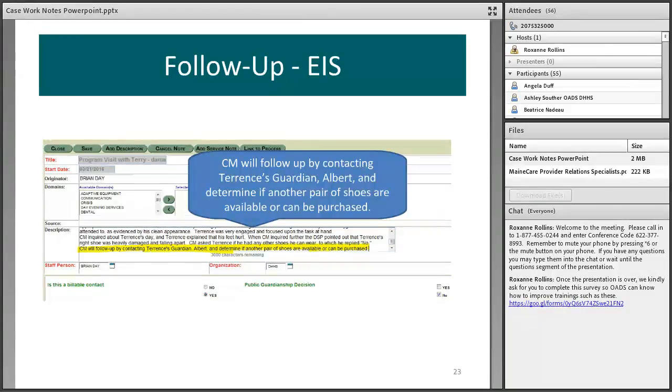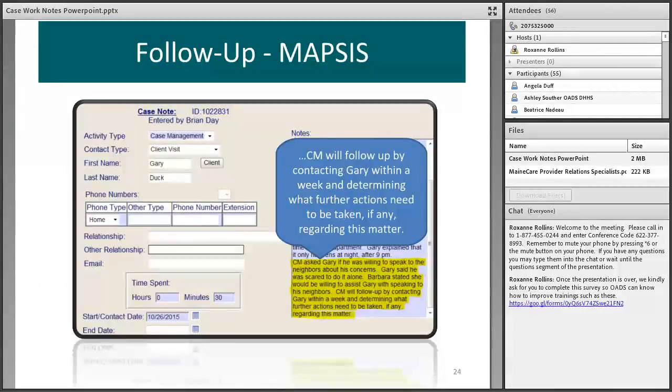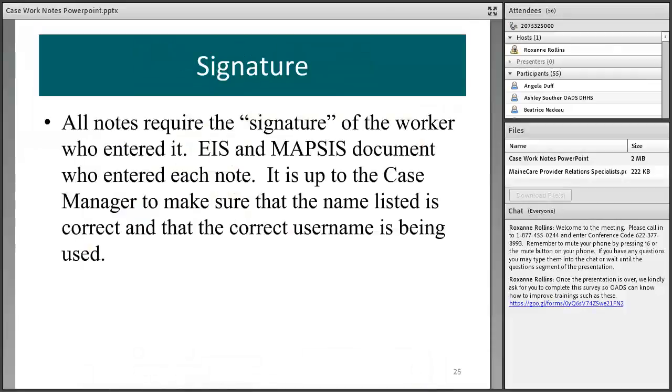So, for example, in EIS, the example about the shoes. After Terry said he had no more, the case manager then called someone to see if they had money to buy new shoes. So that was your action, to contact the guardian. In MAPSIS, the case manager asked Gary if he was willing to talk to the neighbors, said he was scared to do it alone, but offered to help Gary do that. Case manager was going to follow up by calling Gary within a week to see if any further action needed to be taken regarding this matter. So you have a plan, and you've written who's going to do it and what you're going to do to follow up on that.